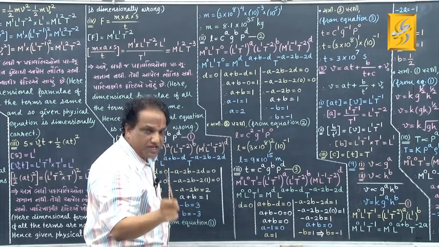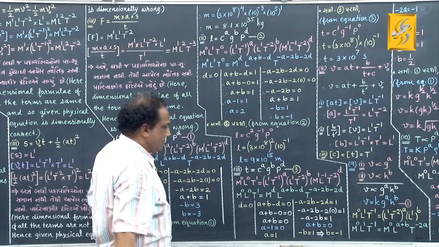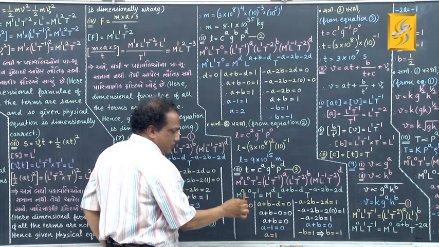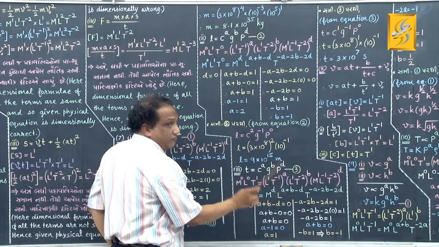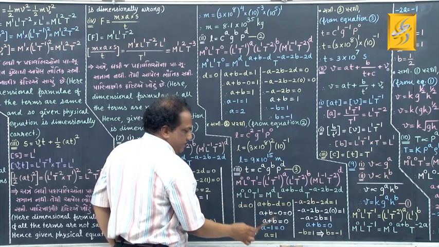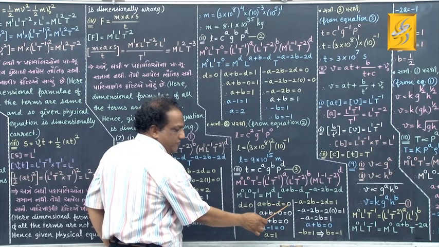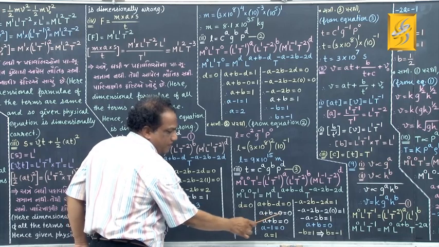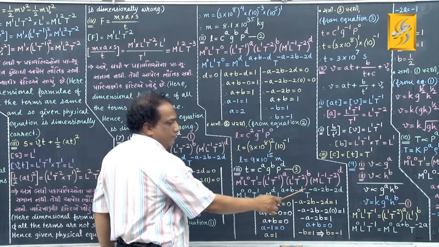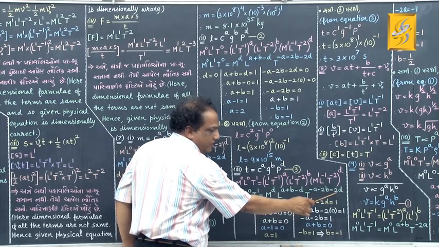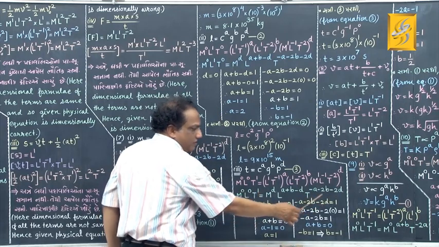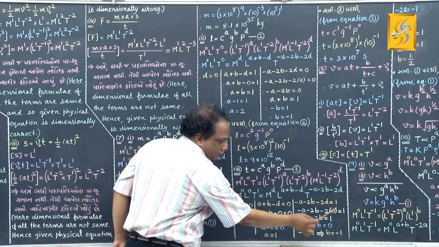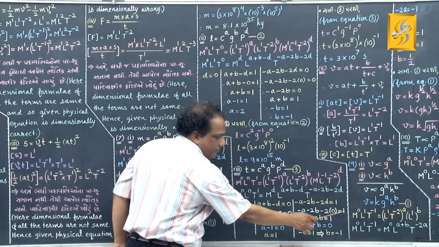Compare powers on both sides with respect to mass, length and time. For mass, the power here is d, here it is 0, so d equals 0. For length, what is the power? a plus b minus d, and here it is 0. a plus b minus d equals 0, but d equals 0, put it here. So a plus b equals 0, fine. What about the power of T here? Minus a minus 2b minus 2d, and that equals 1, correct? But the value of d is 0, put it here. So this part is 0, you will get minus a minus 2b equals 1.